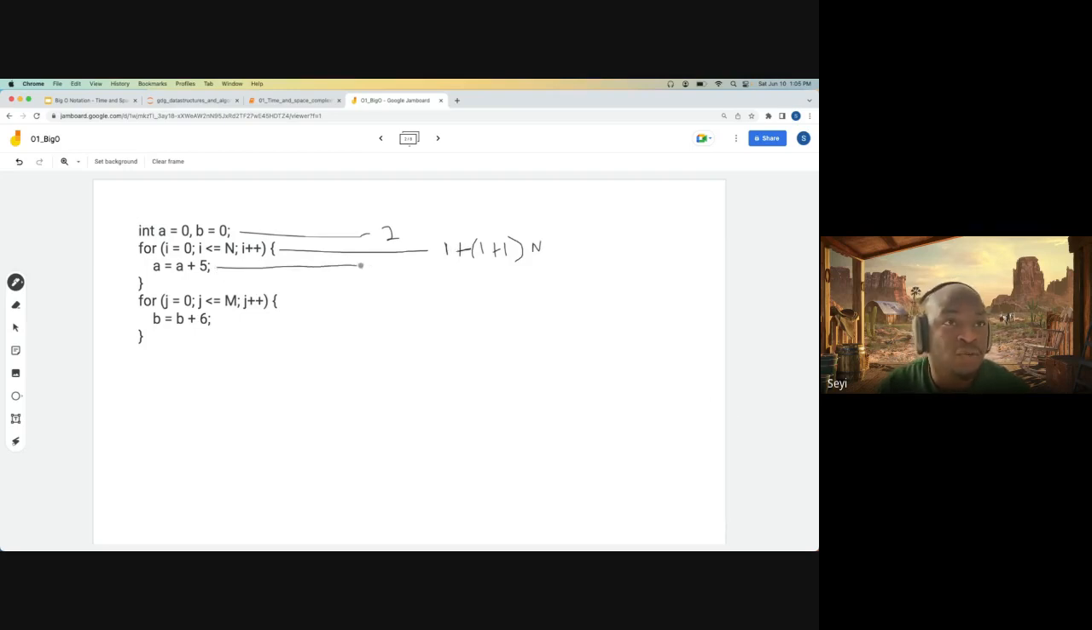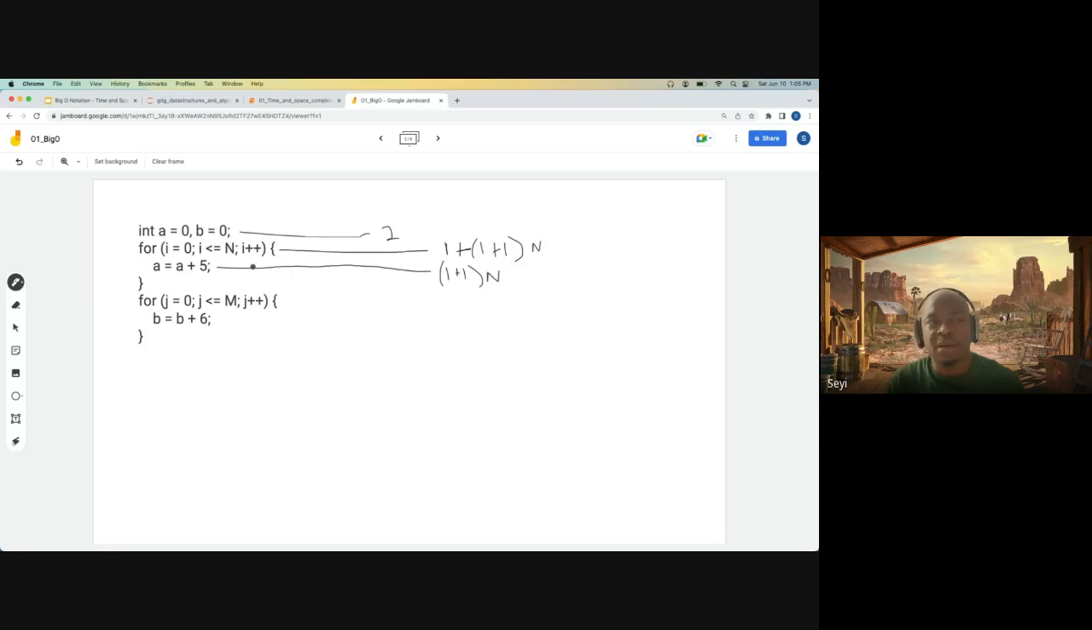Then for the one inside the loop, how many times are we doing this? We are doing an addition and we are doing an assignment. Again, here, one addition and one assignment. And we are doing all this n times because we are within the loop.